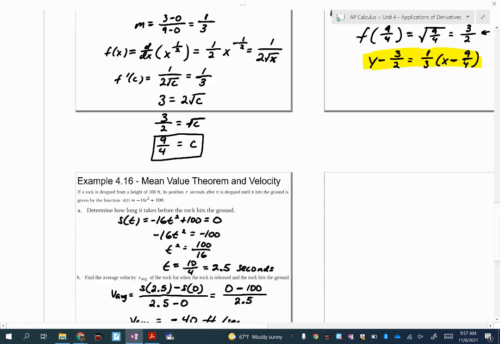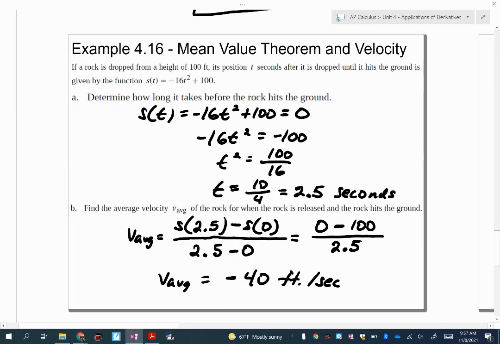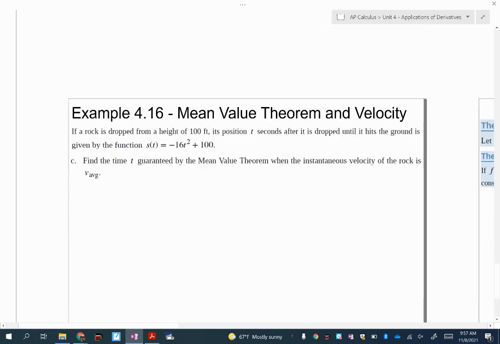We just found that the average velocity of the rock over the time frame 0 to 2.5 seconds that it's falling is negative 40 feet per second. At some point, if I pause that rock, which I cannot, if I just take my mind and pause the rock, at some point between 0 and 2.5 seconds, there's a time t where the rock's instantaneous velocity, so at that moment in time, is equal to negative 40 feet per second. All right, that's what we're going to find out.